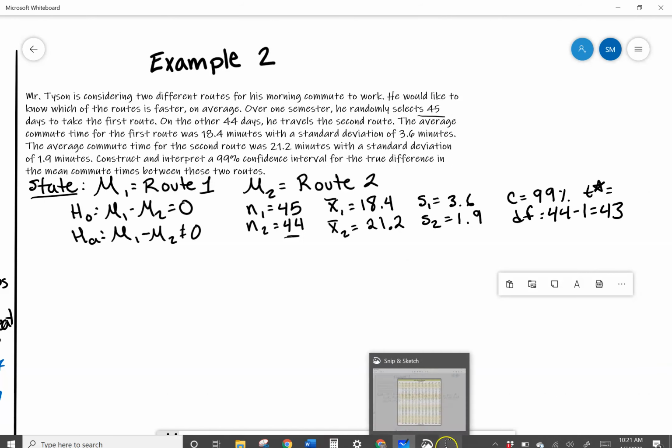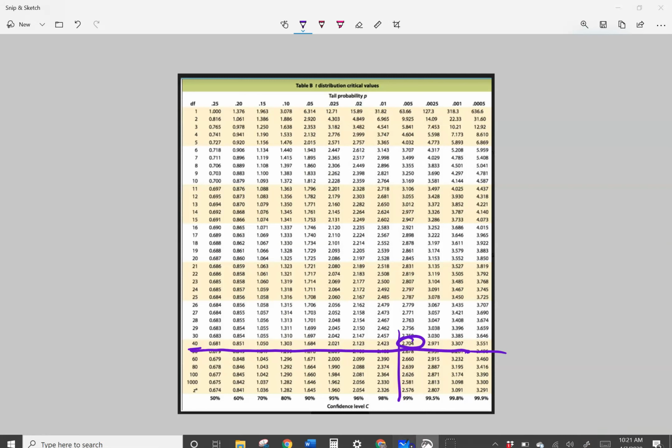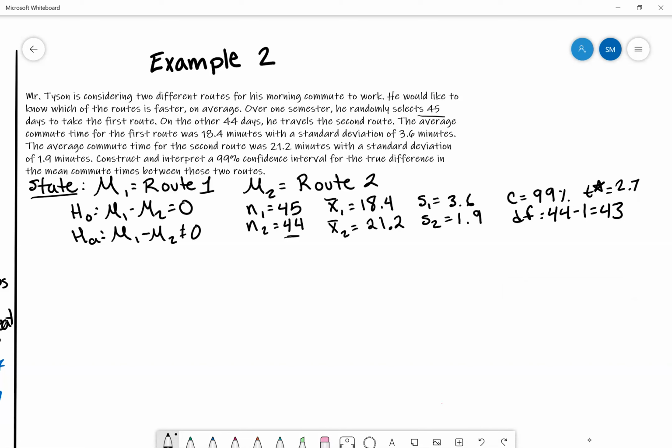So in our table B, 43 is the degree of freedom, but it goes from 40 to 50, so we're just going to look at the line of 40. And then we have 99% as our confidence level. So right there we have our T star, which is 2.704. Okay, so let's go ahead and jump into plan. We've done all that we can do in this state.